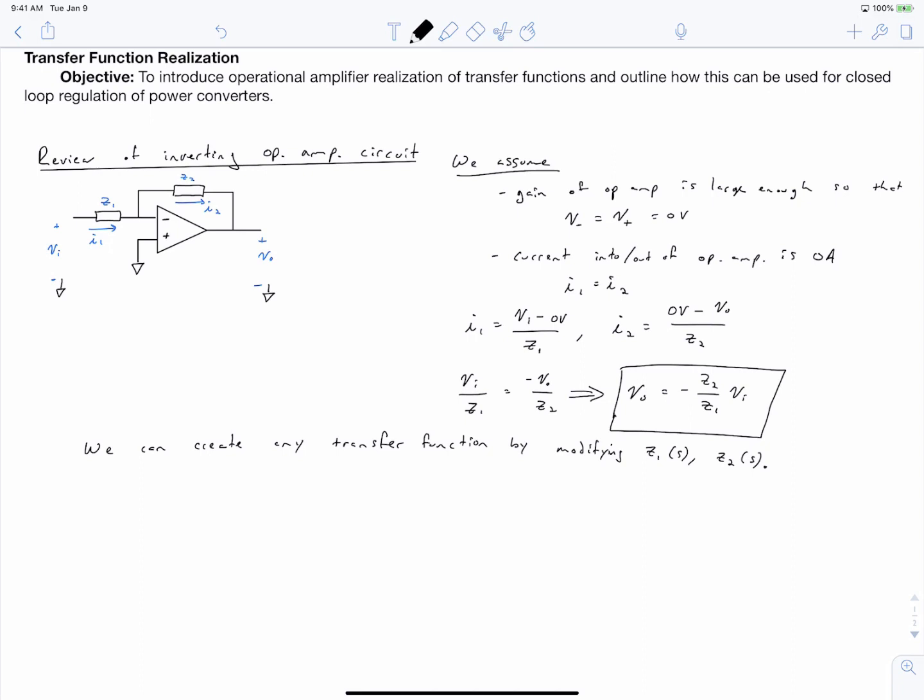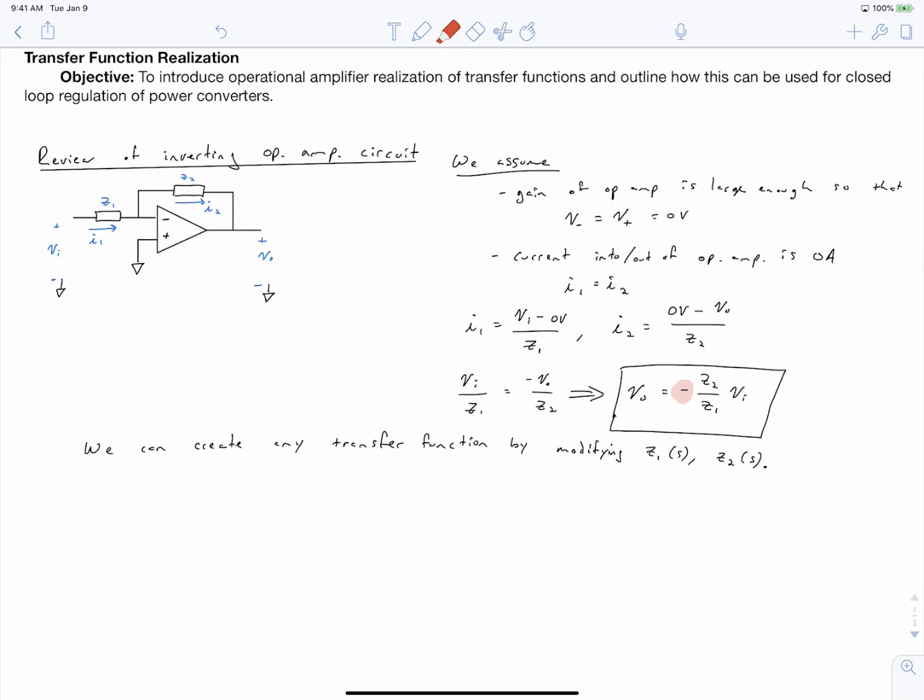So to make this a function of frequency, to add poles and zeros to the op-amp circuit, we introduce inductors and capacitors into the impedances. I want to comment briefly on this negative sign here. So it's an inverting op-amp, which means it has a negative sign there. And we're going to address the reason why that is important to us a little later in the video.